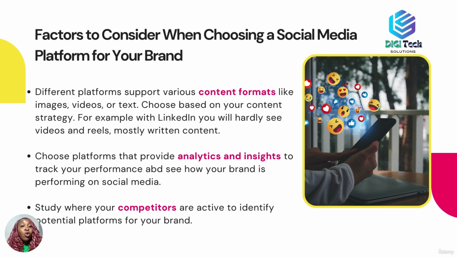Thirdly, different platforms support various content formats like images, videos, or text. Choose based on your content strategy. So now what this is trying to say is that, for example, if most of the content that you put out is in video format, like video and pictures and all of that, you want to consider Instagram and Snapchat, only if your audience is on that platform. But if you are a brand that always puts out plain text and all of that, you want to consider LinkedIn, right, which is a bit professional.